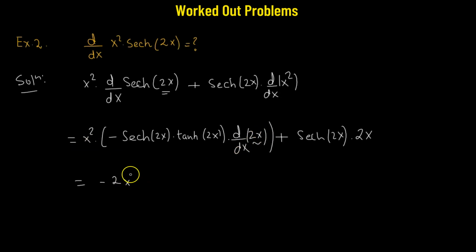And we have an x squared here, so negative 2x squared times secant hyperbolic of 2x times hyperbolic tangent of 2x plus 2x times secant hyperbolic of 2x. So this is the required derivative. Let's move on to the next problem.